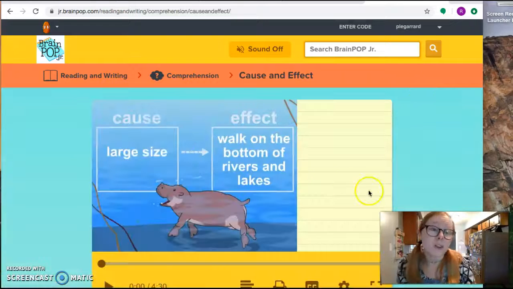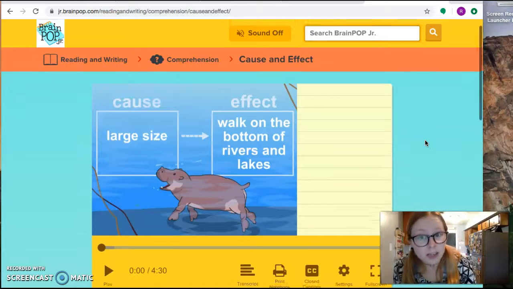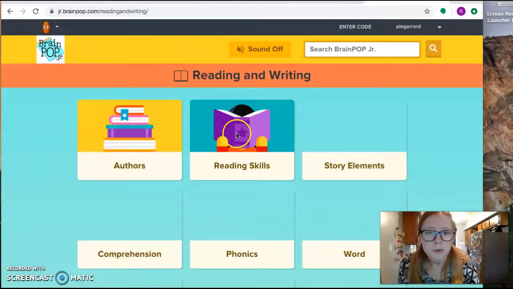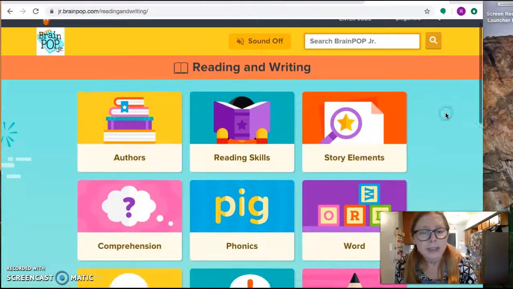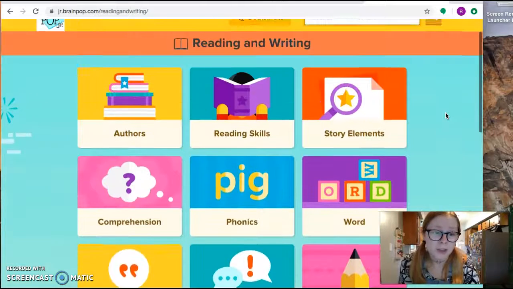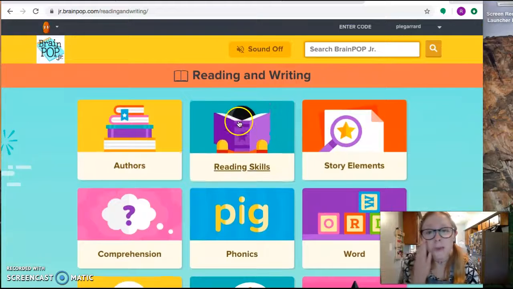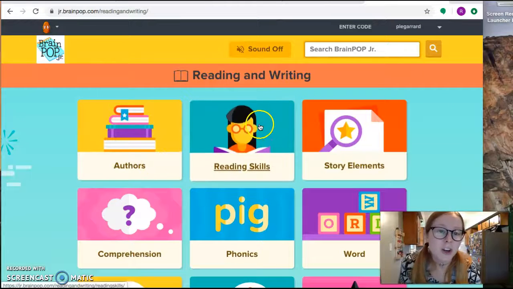And then you have other things that you can do on that page, okay? And there are all kinds of reading and writing videos on here. You all can work on any of these that you want to anytime with that login, okay? All right, so that's what I'm challenging you to do today. Play around with the cause and effect page on Brainpop.